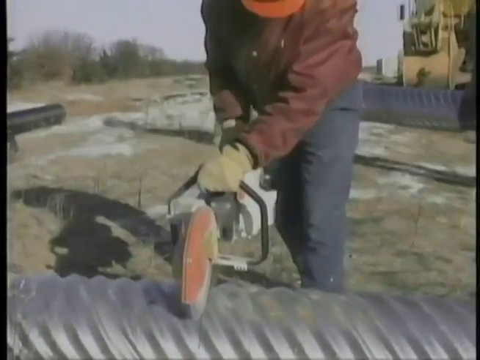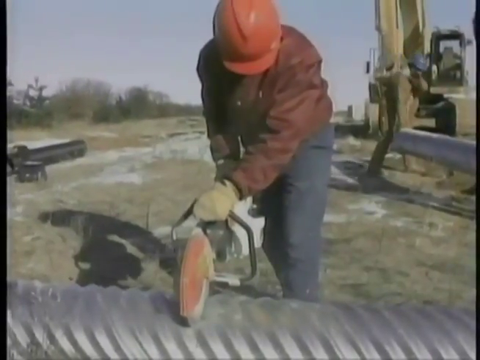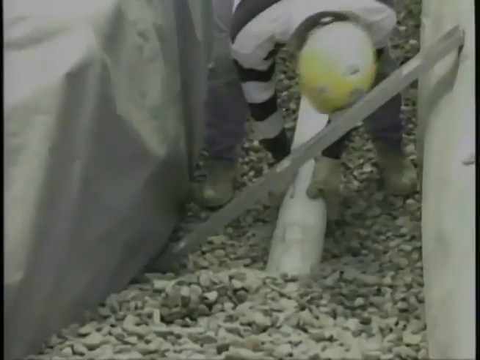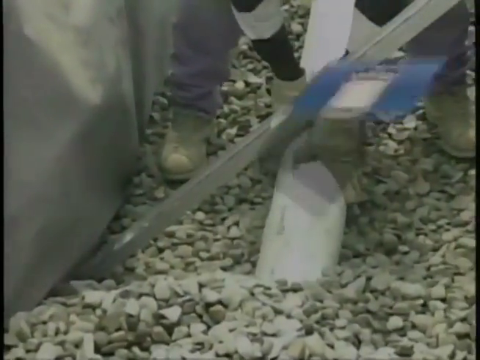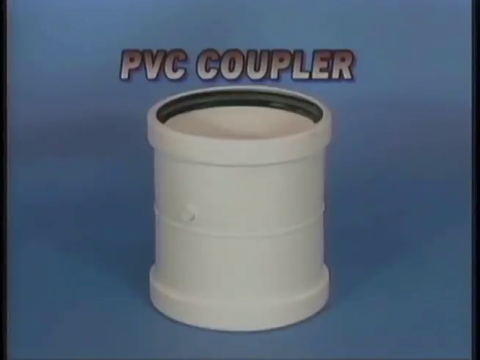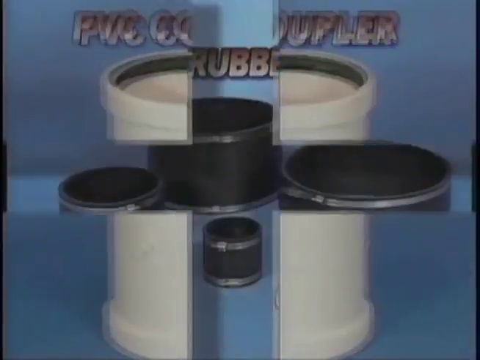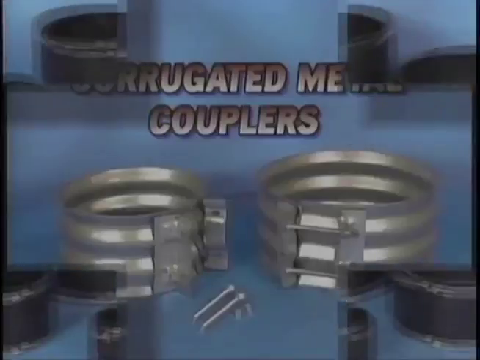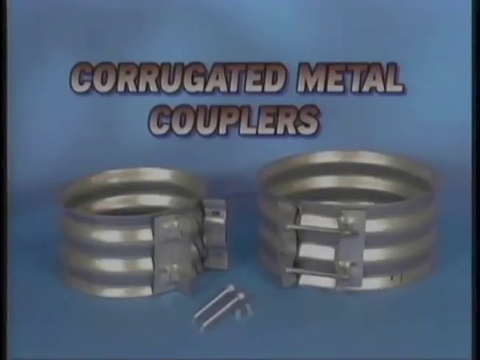PVC and CMP follow the same repair methods as sanitary sewer and storm drain systems, but pay attention to the location of the perforations. PVC can be repaired with a manufactured slip-on coupler or a flexible rubber coupler. CMP is repaired using the same type of manufactured couplers as used to originally install the pipe.